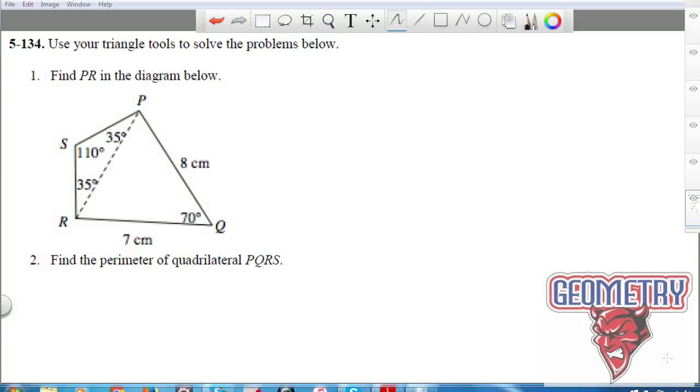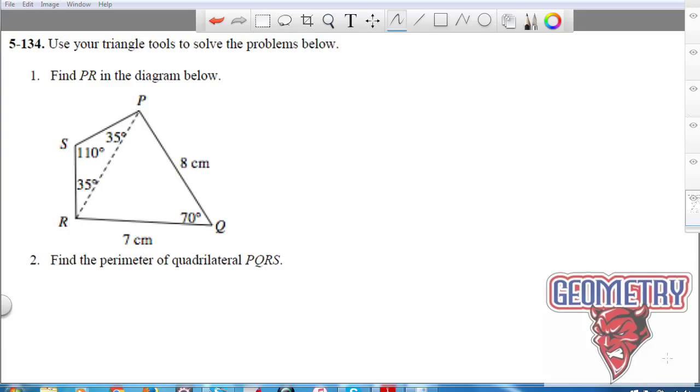Okay, it's problem number 134 in chapter 5. Similar to the last one, this is a pretty involved and intense problem here. A lot of stuff going on in terms of how we're going to set this up and solve it. We can use some right triangle stuff, we could use the law of cosines, we can use the law of sines, a lot of different ways we can do this.